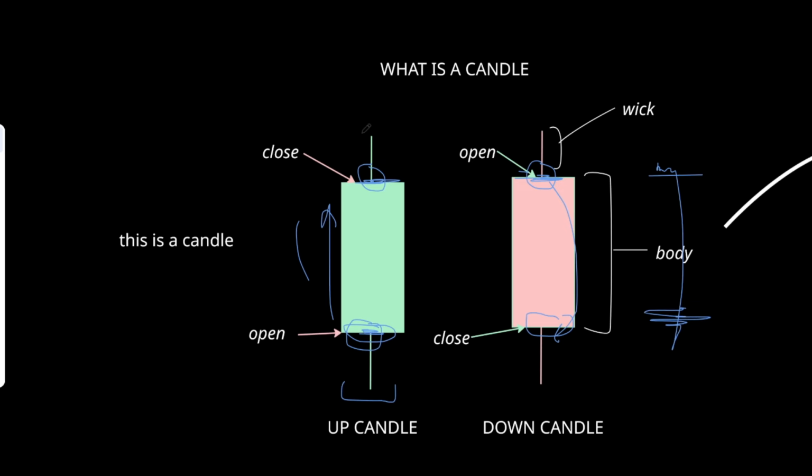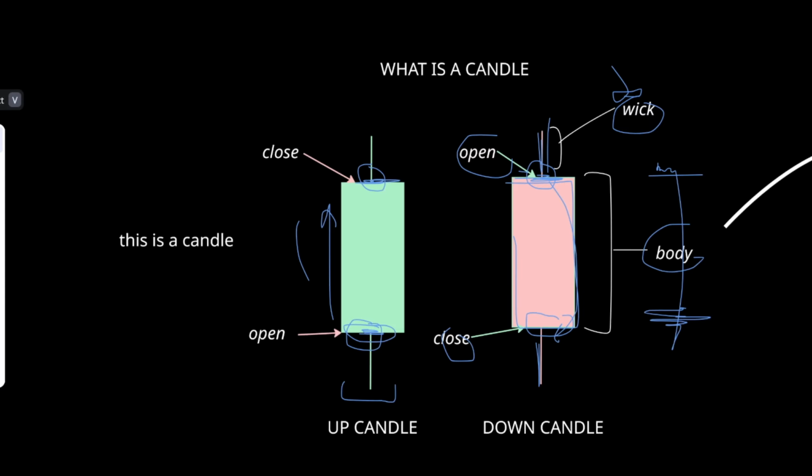So the parts of the candle are the wick and the body. The body is this rectangular shape and the wick is those lines. The body is what is between the open and the close, and anything that price did outside that range becomes wicks.